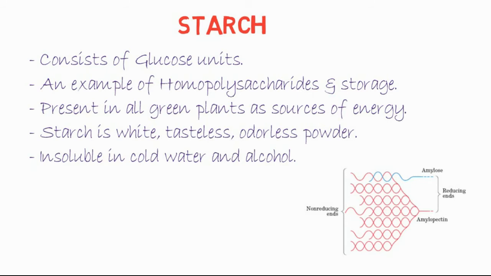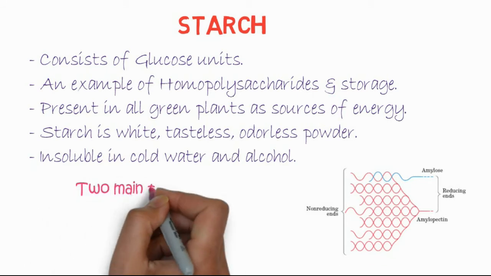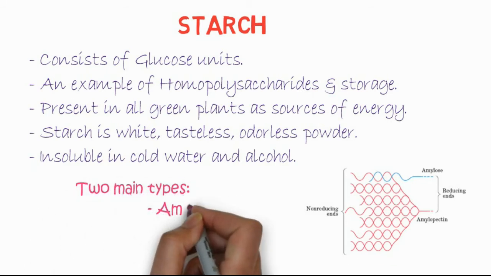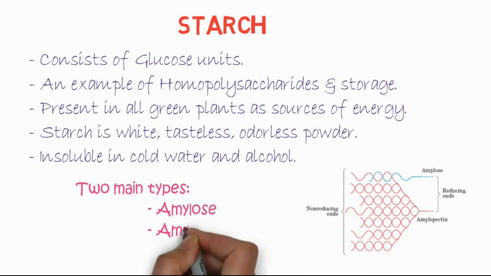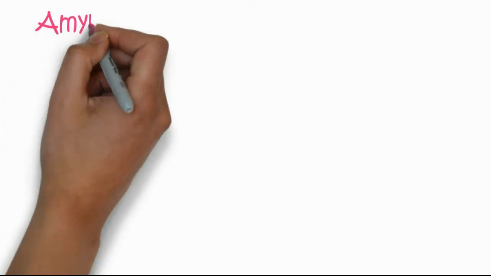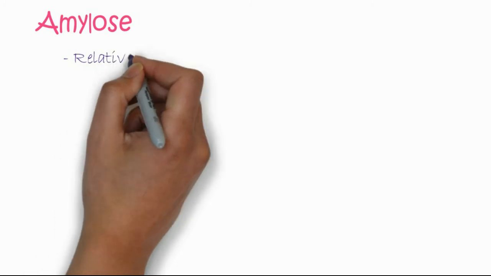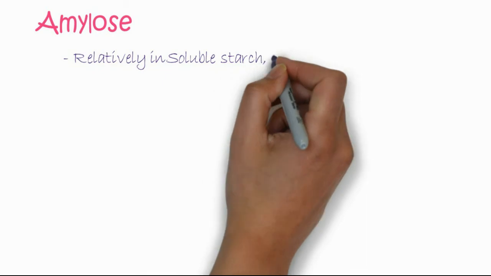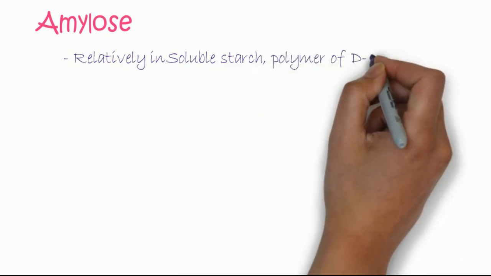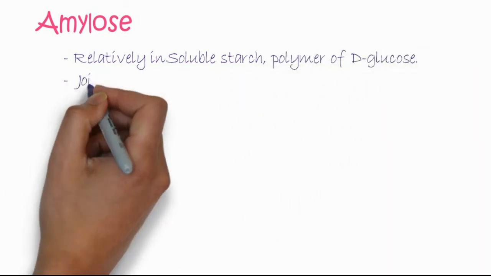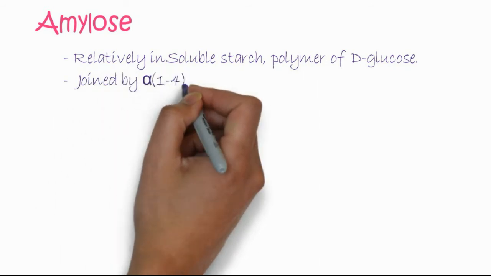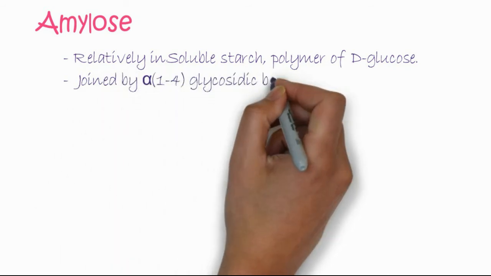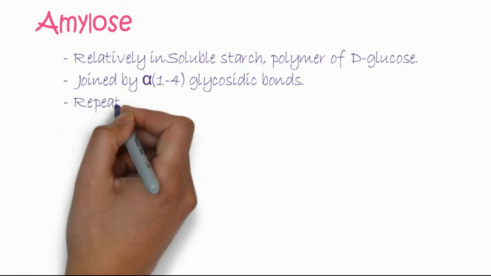In this picture you can see there are two types of starch, one in the blue and one in the pink. So we can say that there are two types of starch, amylose and amylopectin. The first class of starch is known as amylose. It is relatively insoluble starch. It is a polymer of D-glucose, in which the glucose is joined by alpha 1 to 4 glycosidic linkage.